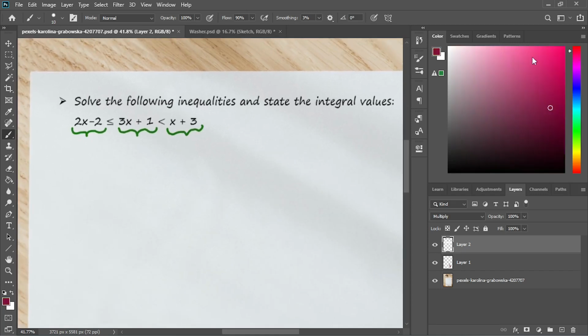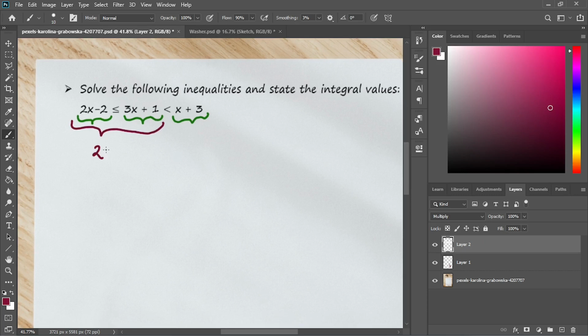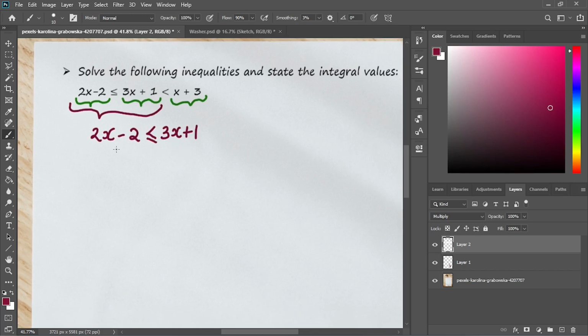The first set, we work out these first two together. So we come and say when you have 2x minus 2 is less than or equal to 3x plus 1. Now when you collect like terms, I'll take the x the other side and the 1 to come this other side, and when they cross they change their signs.